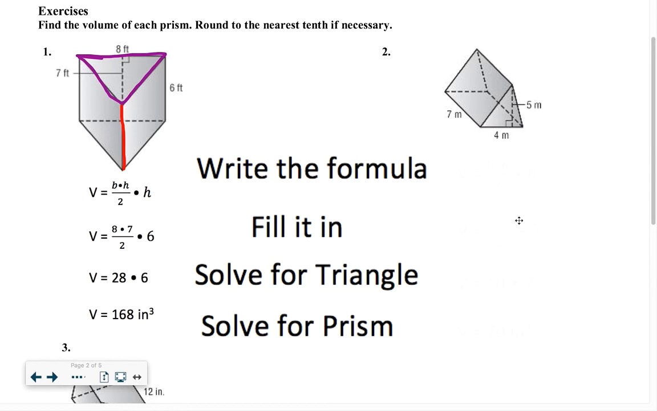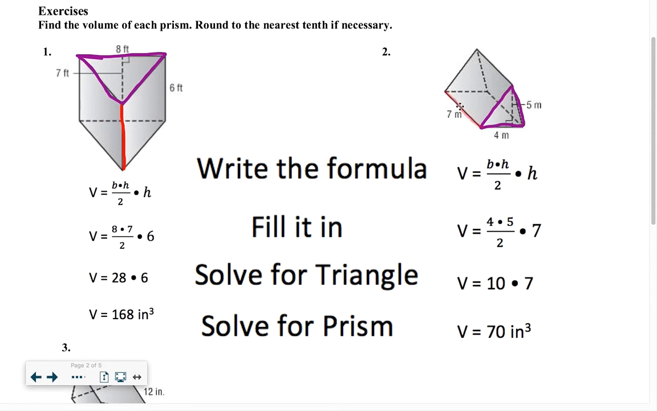So at this point, you should have number 2 done, and you should have gotten 70, and it should be meters cubed. Meters cubed. The next one will be right because that's in inches, but all of my labels are wrong. But this should be meters cubed. You should have realized that the triangle was here and used 4 and 5 for your triangle. And then you would have used 7 for the height of the prism because that connects your two triangles.